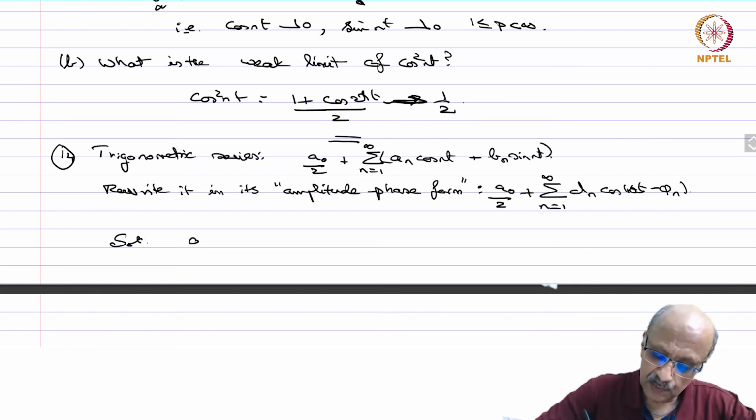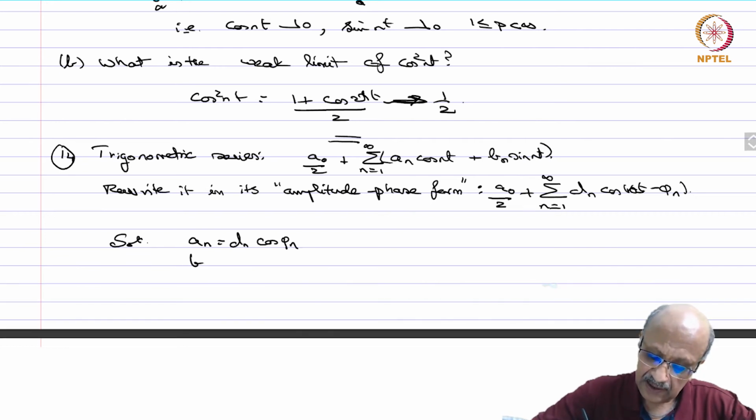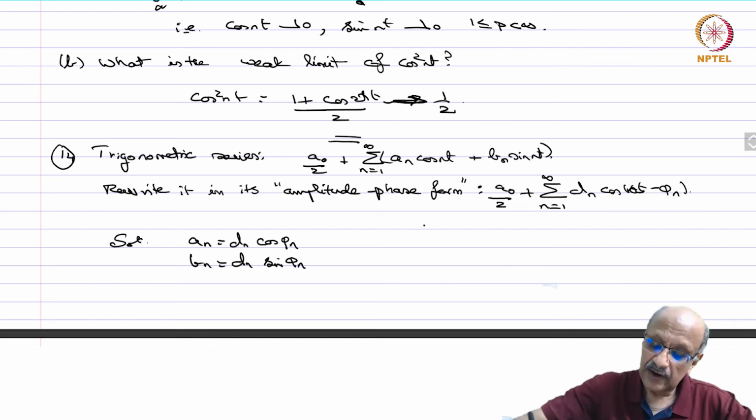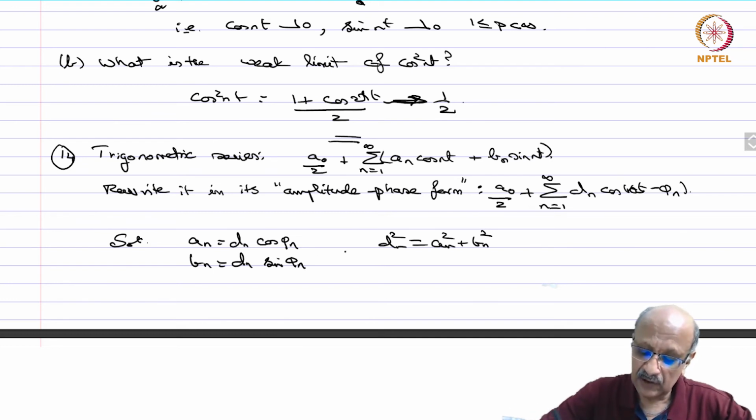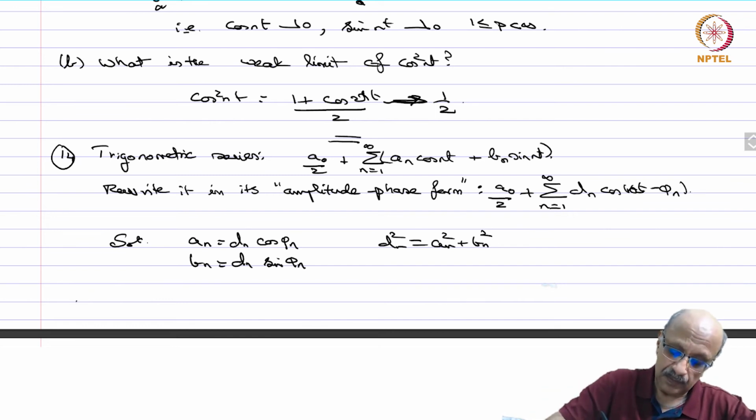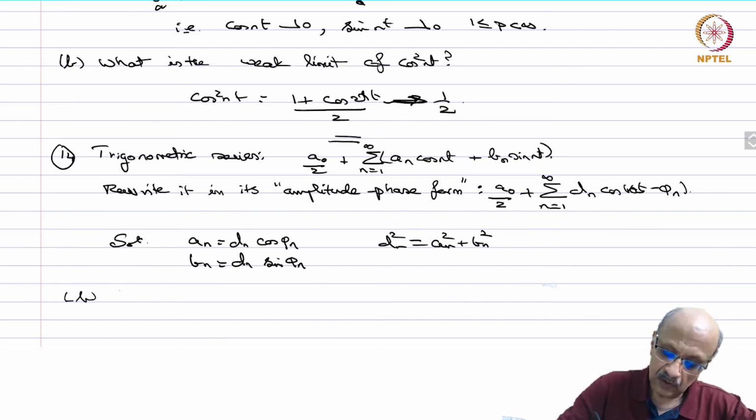All you need to do is put an equals dn cos phi n and bn equals dn sin phi n, and from this you get dn square equals an square plus bn square. So you can compute dn, the positive square root, and once you know dn, whichever relation you like, you can take tan phi n is bn by an, or cos phi n or sin phi n. From whichever of these three equations you can easily compute phi n.